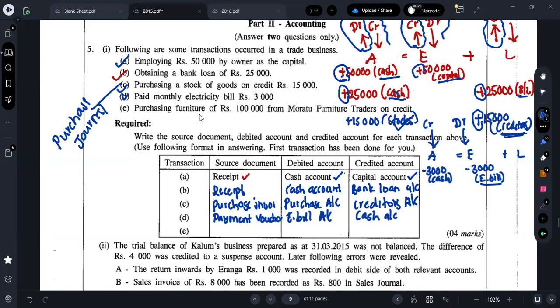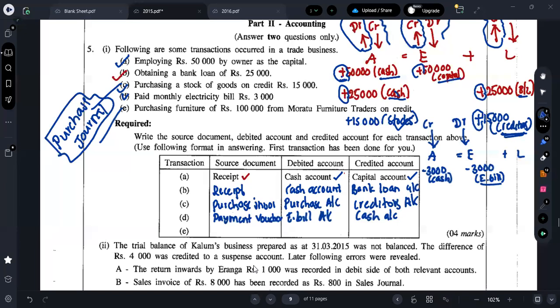Right? Final one is what? Purchasing furniture of rupees 100,000 from Moratu Furniture Traders on credit. Guys, same, in which prime entry book we will be recording it? The final transaction, in which prime entry book we will be recording it?